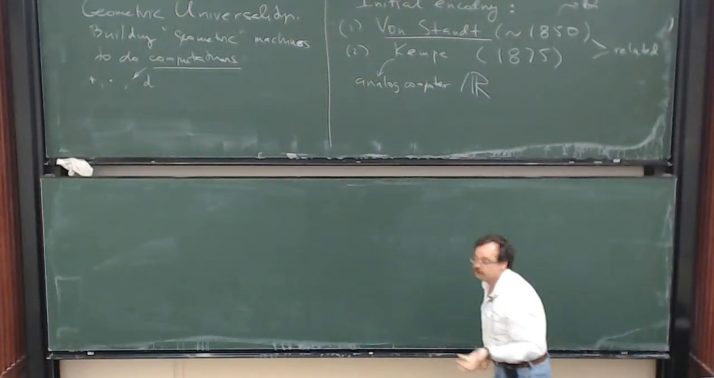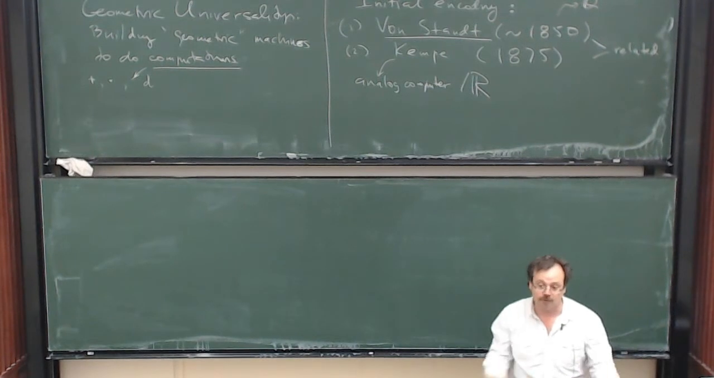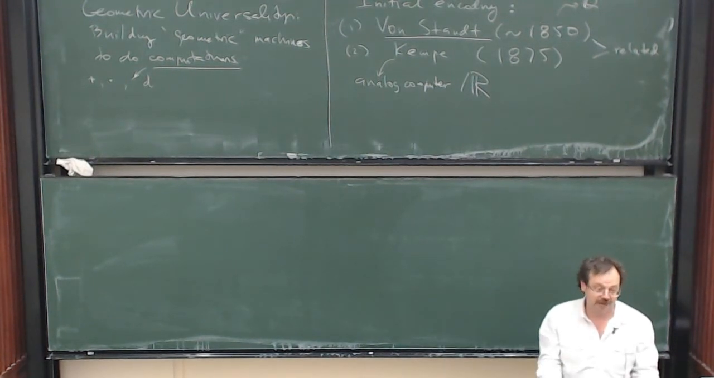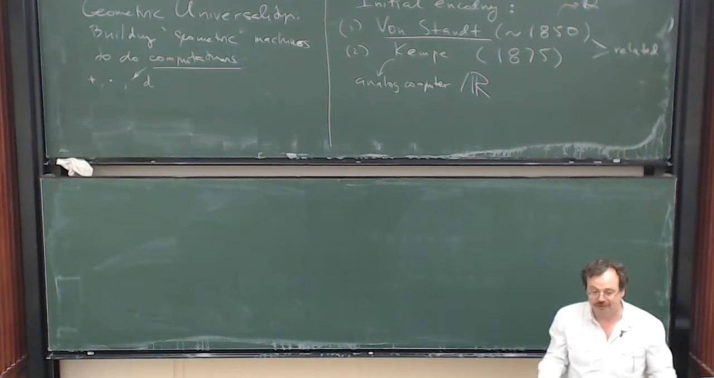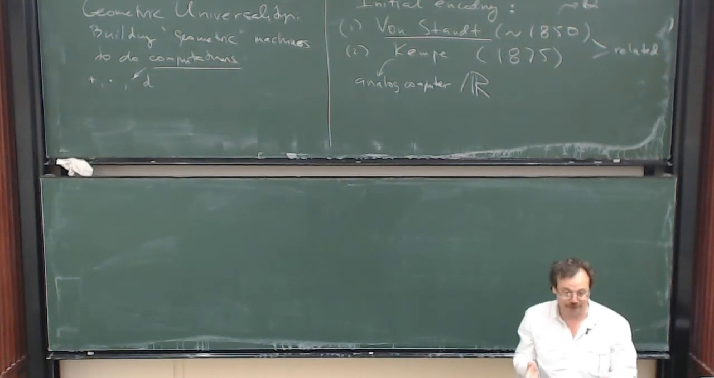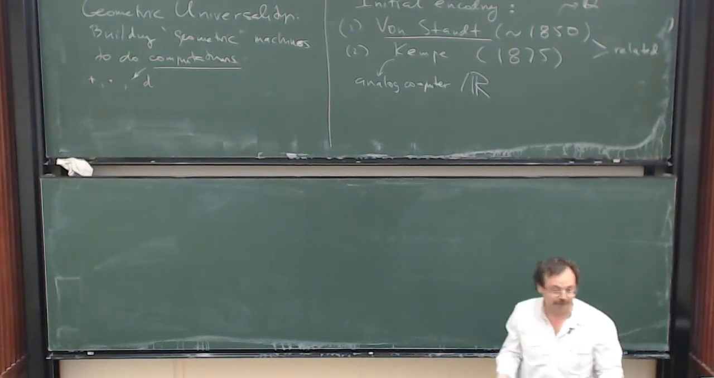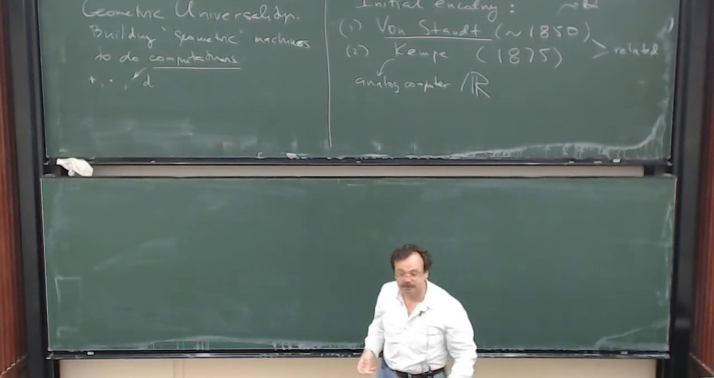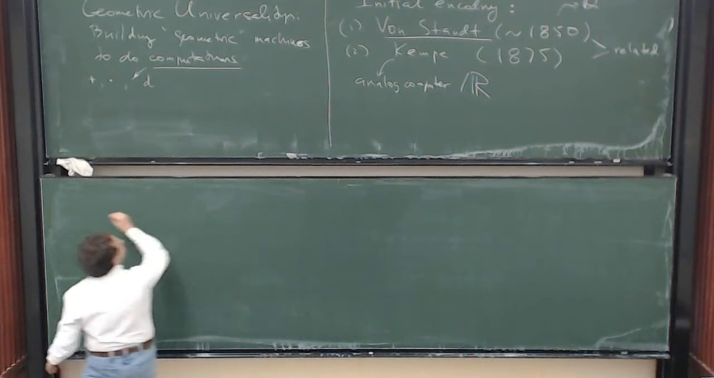Along the way, I will describe what kind of geometric object. So far, I was very vague about what geometric objects are. I was saying coherent sheaves, I mean, stable sheaves, but I'm not going to deal with those. My geometric objects will be really geometric, in the sense of 19th century geometry. Okay, so let's start with von Staudt.